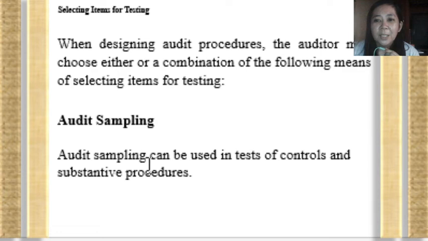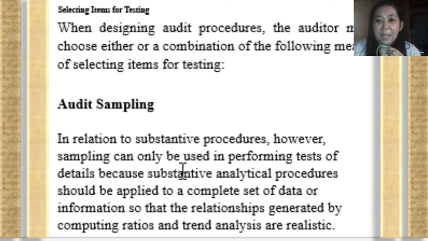So audit sampling can be used in the test of controls, as we have mentioned earlier, as well as in the substantive procedures. But in the substantive procedures, the auditor can also do 100% examination if that is practicable. In relation to the substantive procedures, however, sampling can only be used in performing tests of details, because substantive analytical procedures should be applied to a complete set. This is where the 100% examination will be applied.